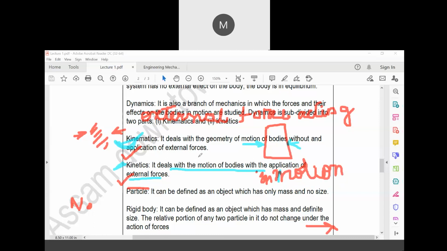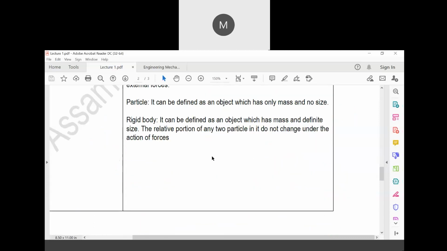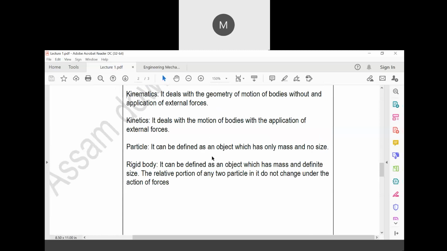Is it okay? Yes, sir. Okay. So these are the basic concepts. Now, particle. What is actually a particle? So a particle is defined as an object which has only mass and no size.